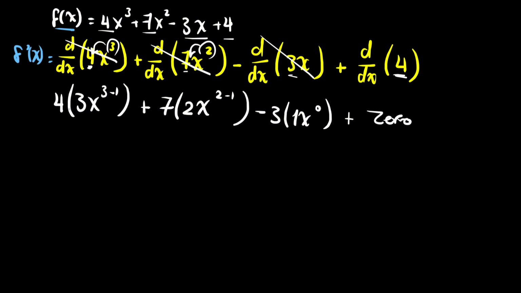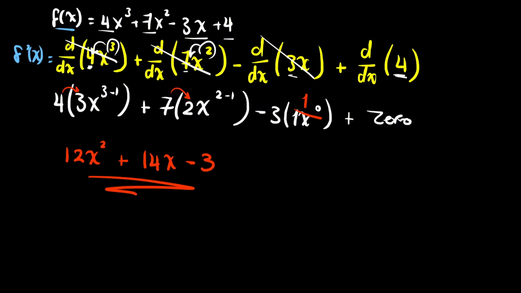So the final answer is going to be, multiply 4 by 3, it's 12x to the power of 2, plus multiply 7 by 2, so it's 14x to the power of 1, and this is going to be just 1, so it's going to be negative 3. And this is the final answer. This is the f prime of x. Alright, so let's see another question on how to get the derivative of a function.